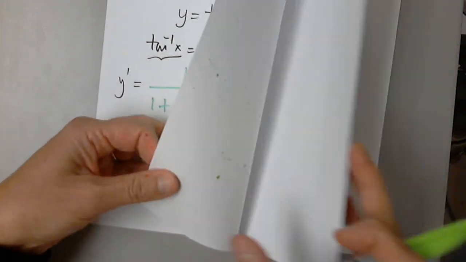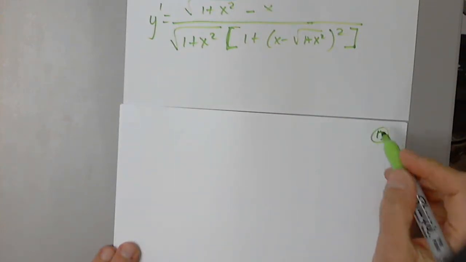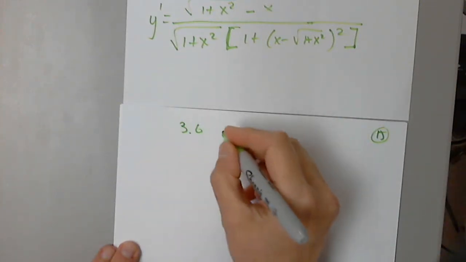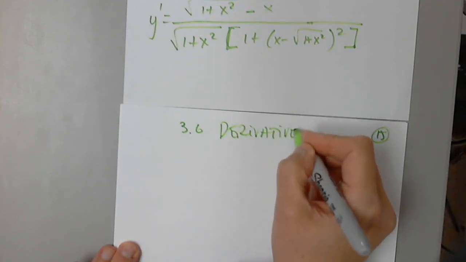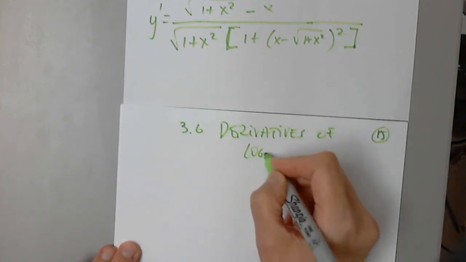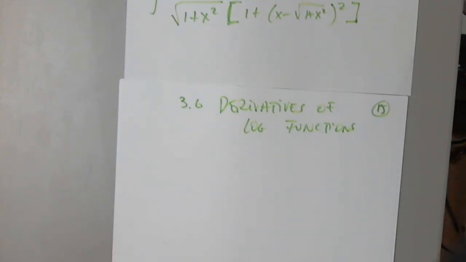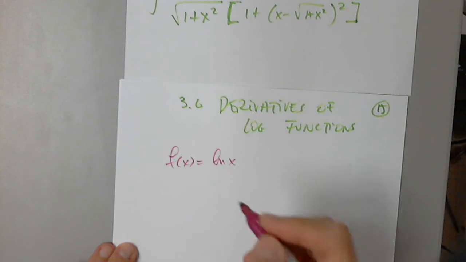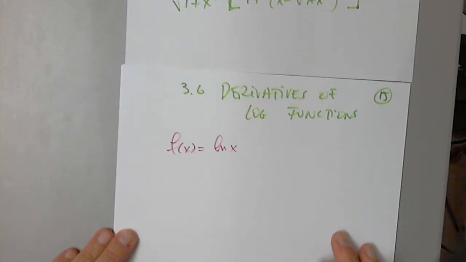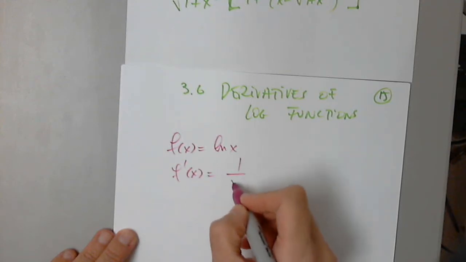We haven't talked about the log function in terms of its derivatives. So 3.6, derivatives of log functions, logarithmic functions. So f of x equals natural log x. We graphed it a few times because it's such an important function. F prime of x is 1 over x.